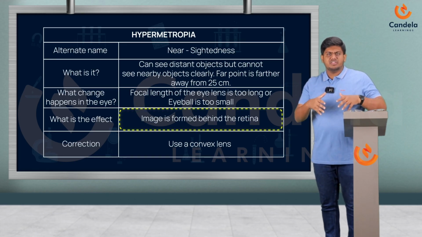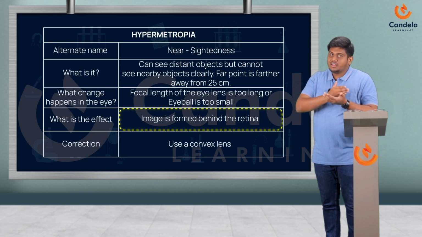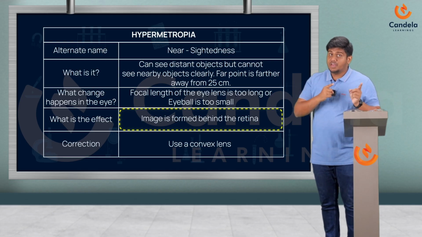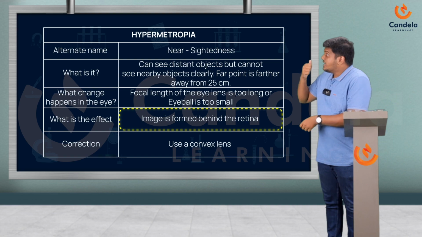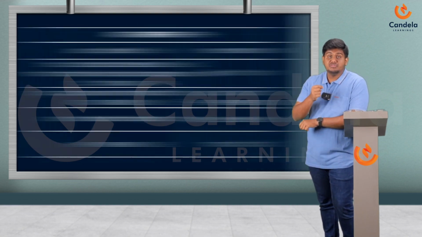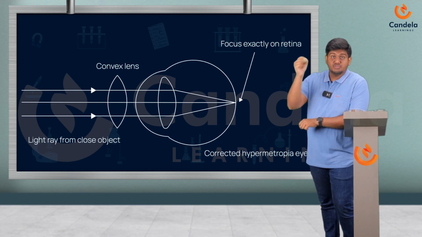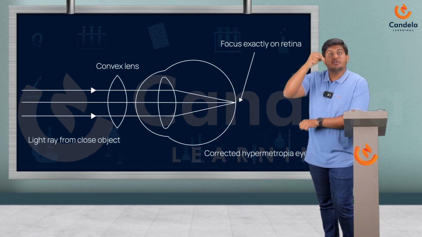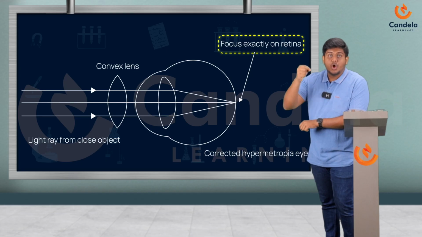And how do we solve this? Final question. Think opposite of myopia. In myopia, we used a concave lens, and in hypermetropia, we are using a convex lens. So by using a convex lens, the image which used to be formed behind the retina will now form exactly on the retina.